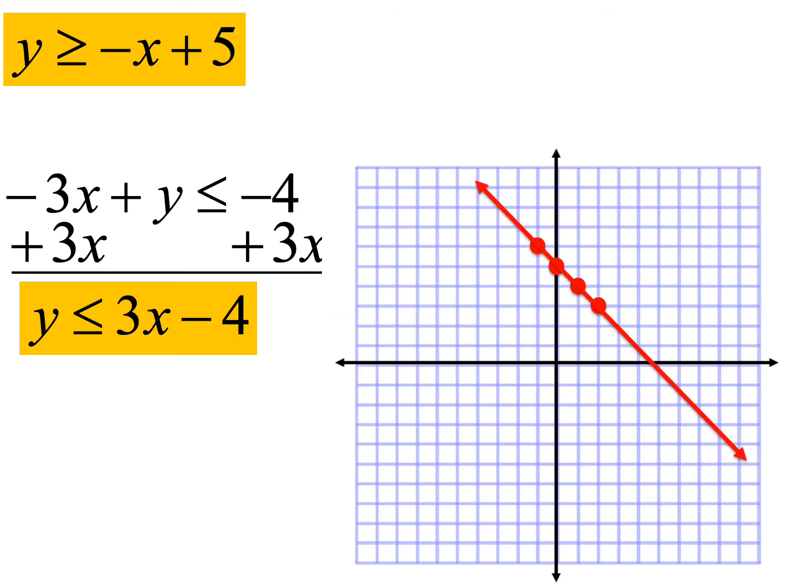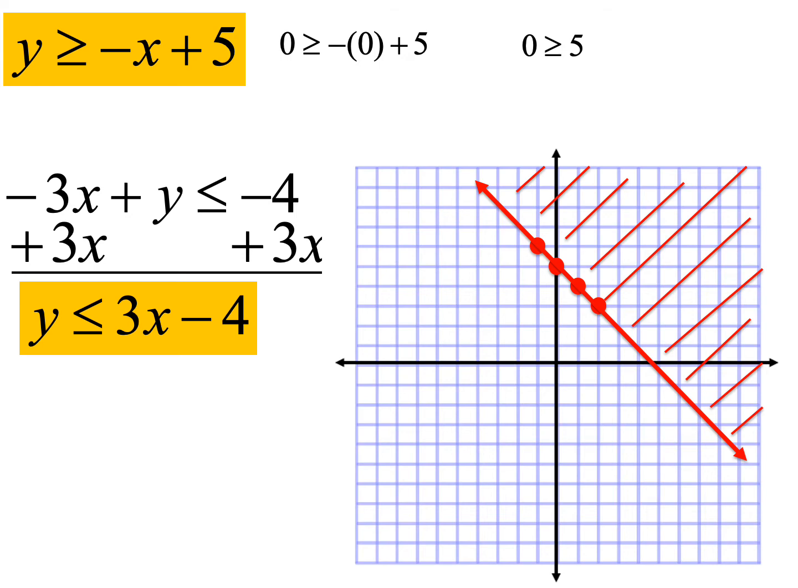This time it's a solid line because it's greater than or equal to. Test point, obviously I'm going to pick 0, 0. Let's see if 0, 0 makes it true or false. We get 0 is greater than or equal to 5. That's false. Therefore, 0, 0 is in the false side. We need to shade the true side. Make sense? All right, let's make it messy.